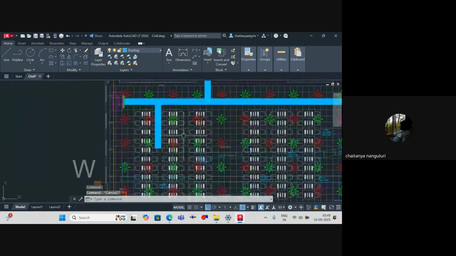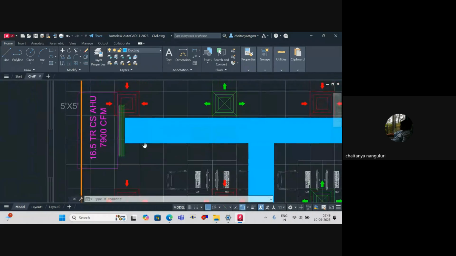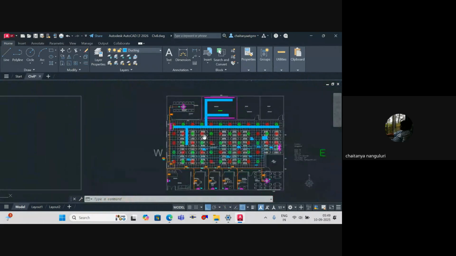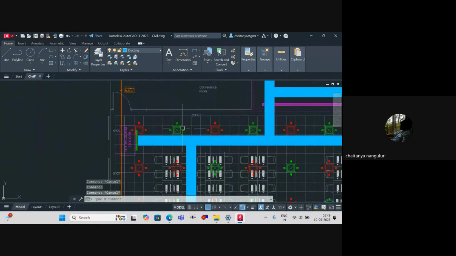Now, in the last lecture, we have done for 16.5 times AC. Now we'll be doing for the other 16.5 times AC. Right? So for this, we'll be working on the ducting design entirely. So let's start with this. I'll freeze the layers which are not required.